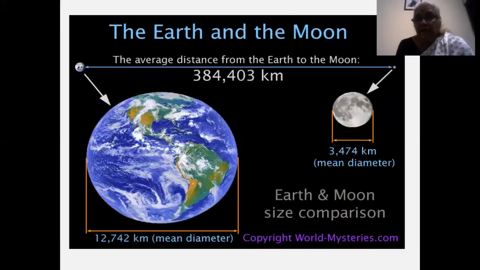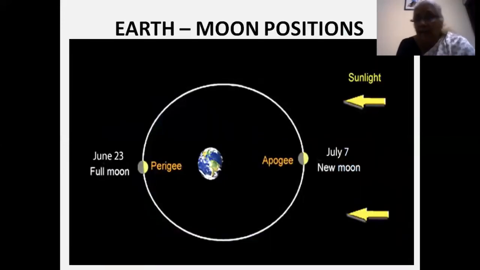Now, the Earth and the Moon, just very briefly, have an average distance of 384,403 kilometers, and we just round it off to 385. And of course, it has various positions, which we call perigee and apogee. Perigee, for example, if you have a full moon on June 23rd, that is the perigee position, and then exactly 2 weeks later, you have a new moon, and that's the apogee.